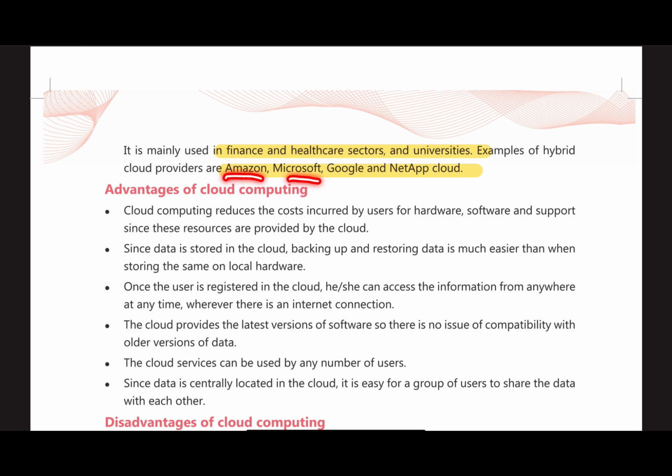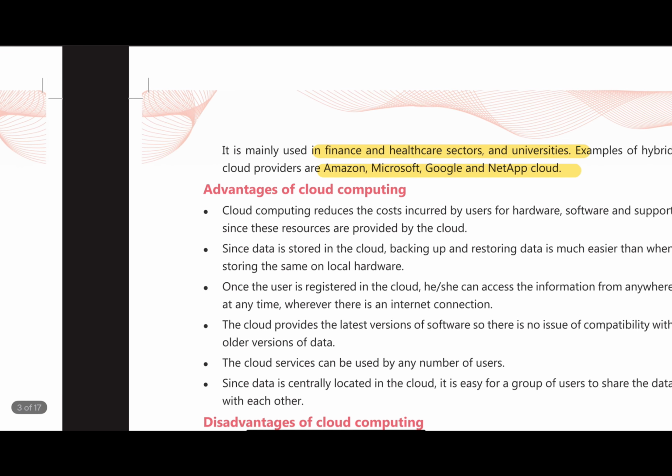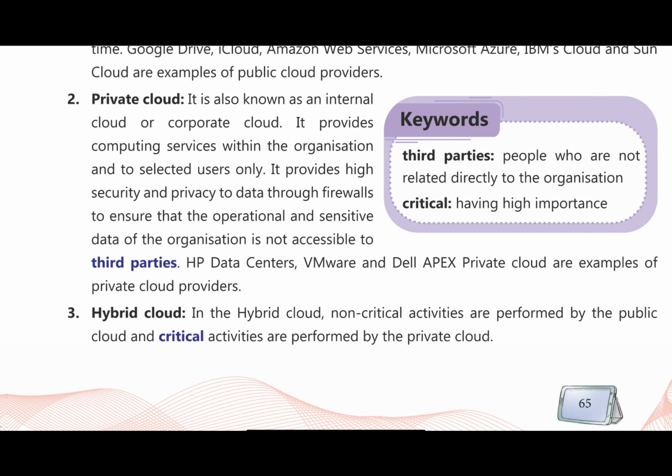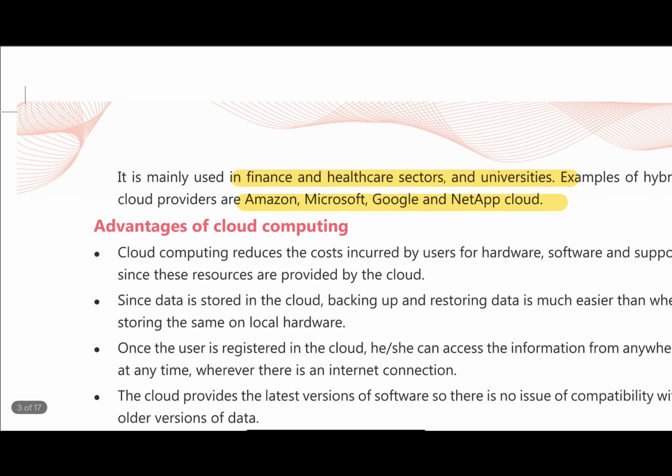And what are the examples of this? Amazon, Microsoft, Google and NetApp Cloud. These are the examples of hybrid. And private examples are HP Data Center, VMware and Dell Apex Private Cloud. These are the examples of private cloud services.